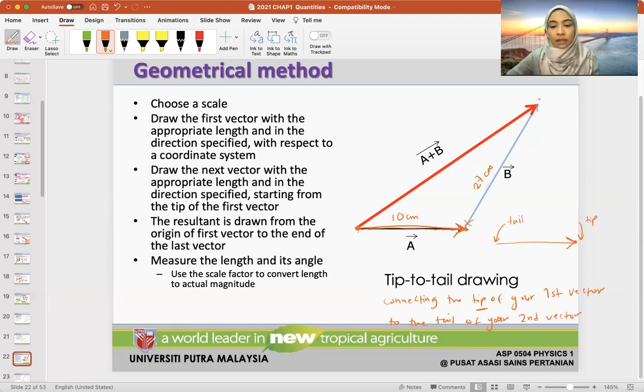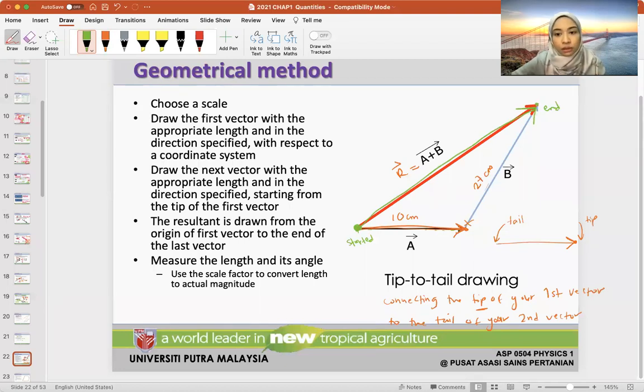So A and then tip of A to tail of B. And then how do you draw the resultant vector? What is resultant vector? Resultant vector ni jawapan dia lah. A plus B gives me a resultant vector. So the resultant vector is from where you started. You started drawing from A, right? And then you ended over here. This is where you ended when you finished drawing B. So the resultant goes from the start point to the end point.